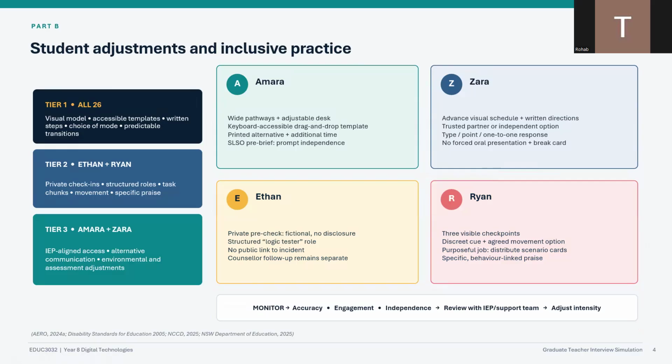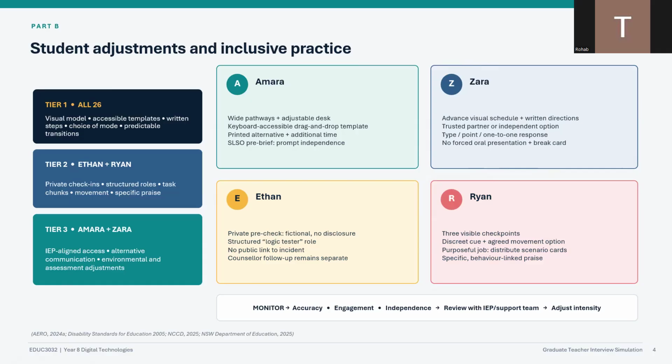Now, for the individuals, for example, for Ethan, I will conduct a private pre-lesson check-in and explain that the scenario that we're going to have is fictional and no student must disclose personal experiences. He receives a structured logic tester role without becoming the class example.